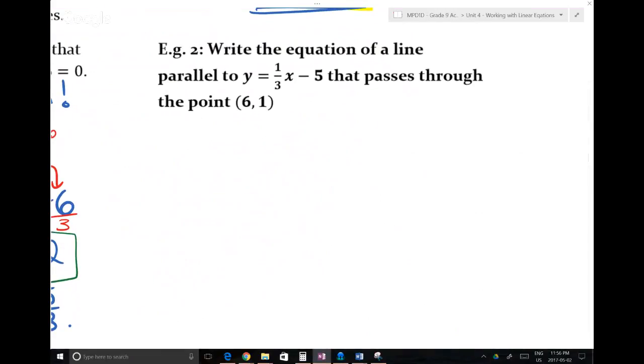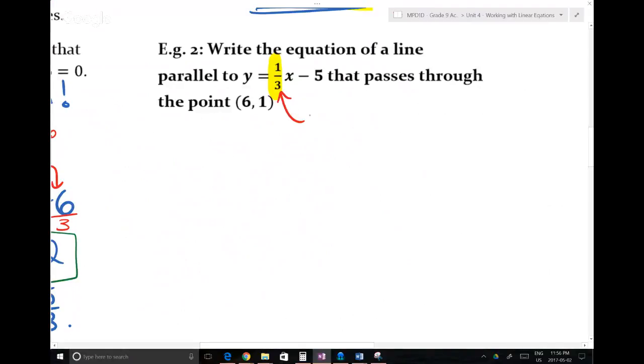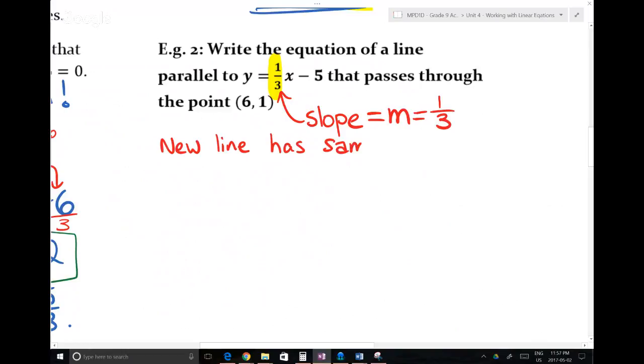Right. The trick to this question is that the slope of this line is 1 over 3. So slope. And what letter do we use for slope, of course? Thank you very much, Caitlin. That's correct. It's M. So the slope is 1 over 3. Now, a new line has the same slope. But not the same b.